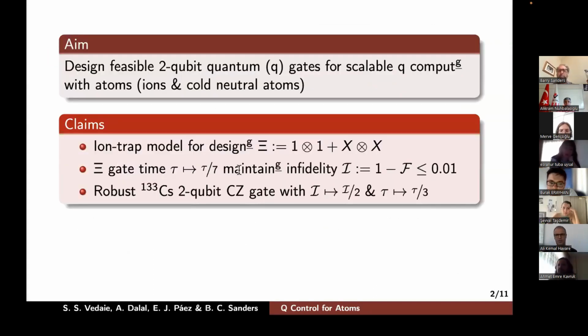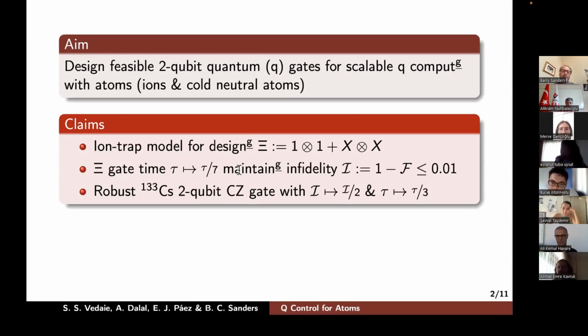So the aim and claims. I'm just going to take a bit of time to talk about what this means. The aim is to design feasible 2-qubit quantum gates for scalable quantum computing with atoms, either ions or cold neutral atoms. I'll use the letter Q often to write quantum for short. I'm not concerned in this presentation about single qubit gates. It's really making a 2-qubit gate that entangles two-level systems.